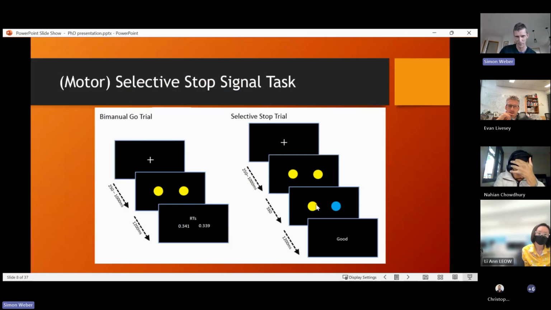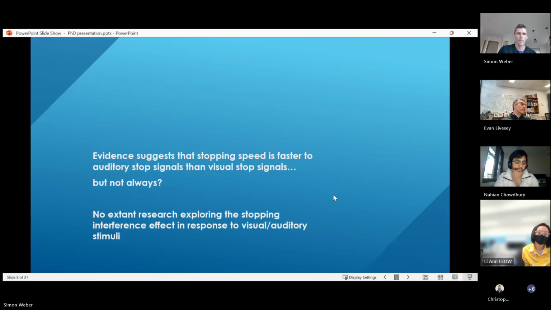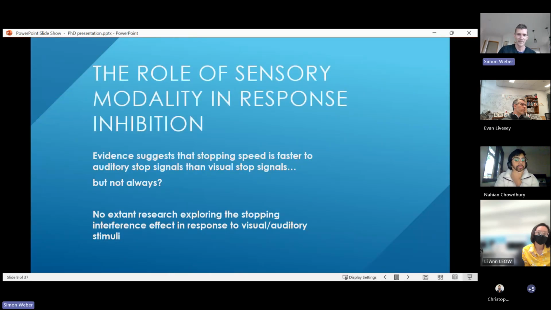Yeah, so in this instance, you would just respond with the left hand. So there still is a behavioral response that's made in this stop trial. Okay, so having explained that, I'll now talk about a particular study.